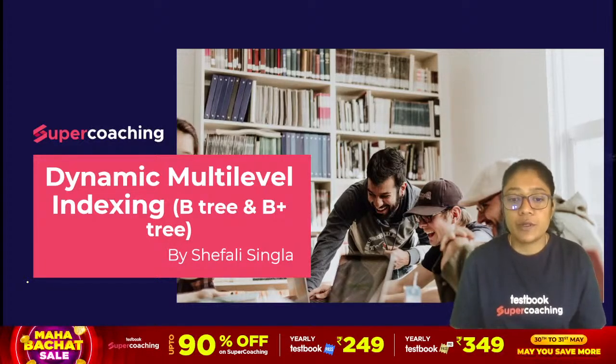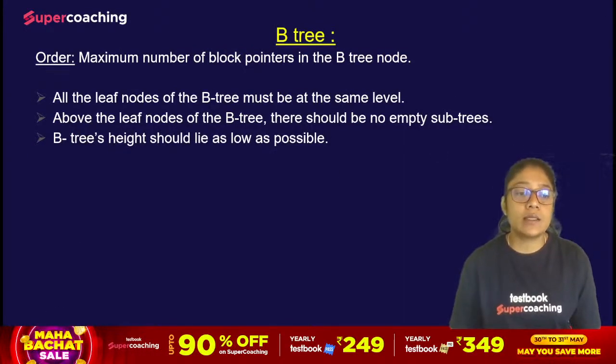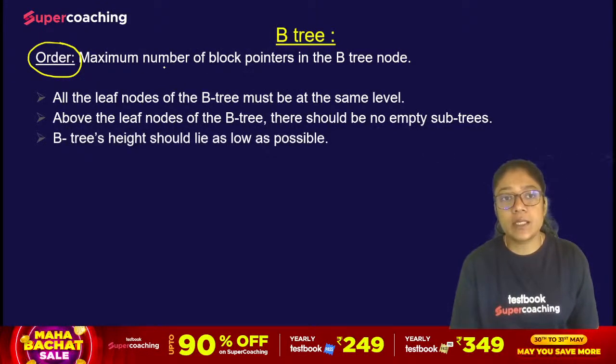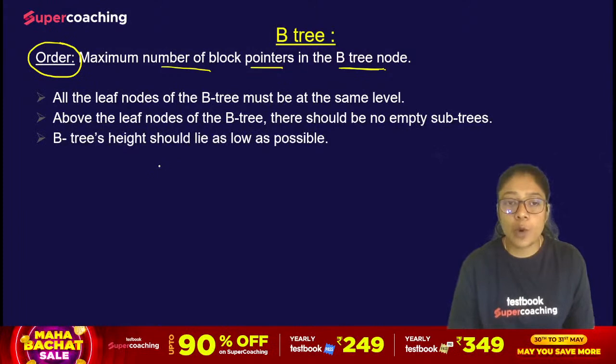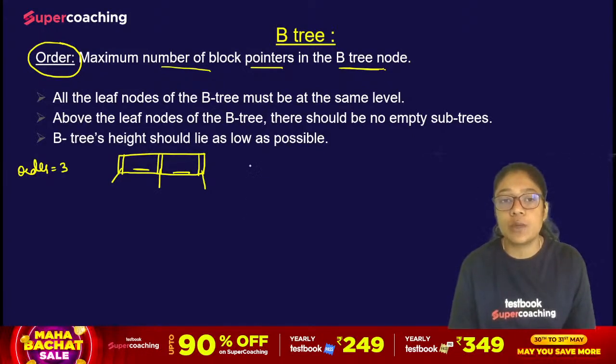All right. So first of all, let's have a quick start with a B tree. We have talked about one term, that is the order. Order simply represents the maximum number of block pointers in the B tree node. Let us assume that the order is 3. That means it will have 3 block pointers. Block pointers means child pointers. So if there are 3 child pointers, how many keys can come? How many slots do we have? We have 2 slots. That means the maximum keys possible are 2.